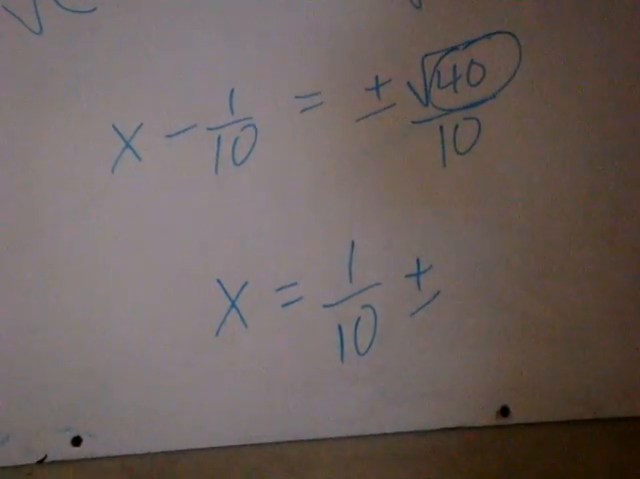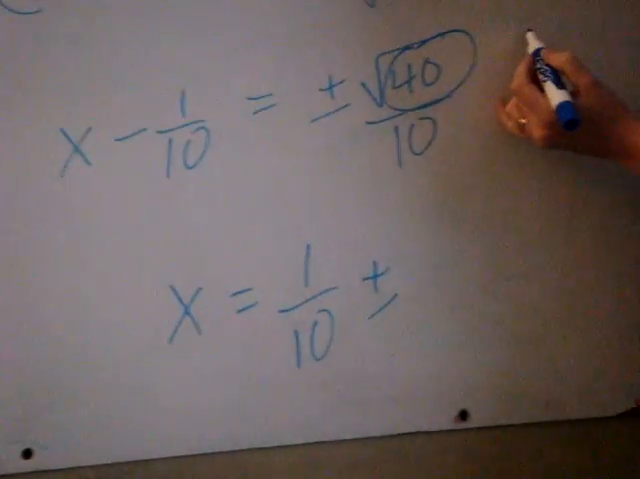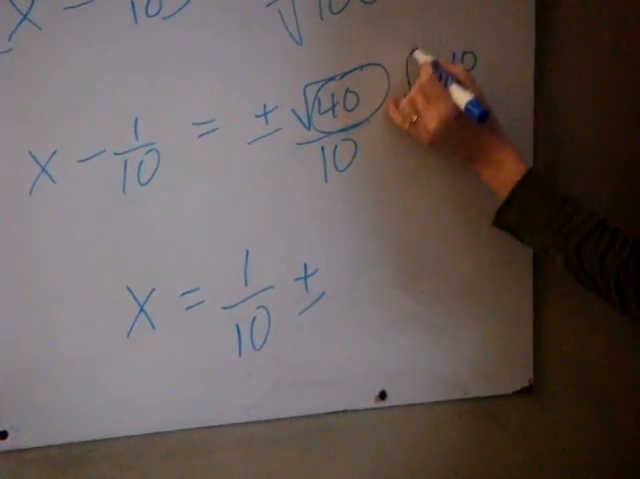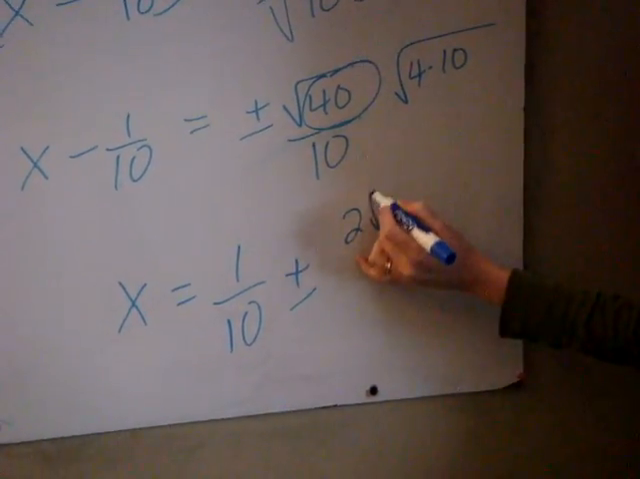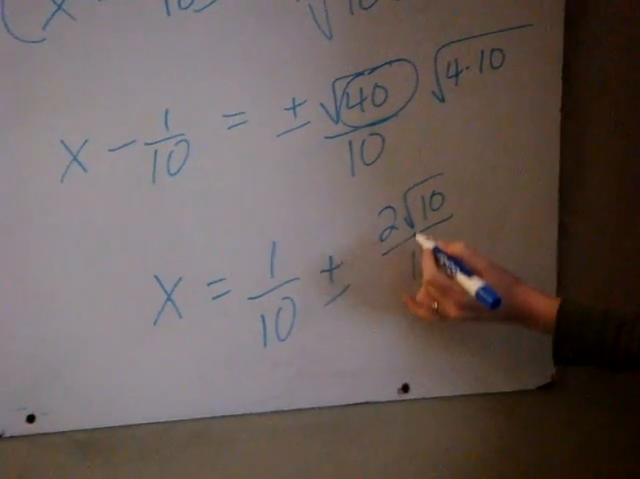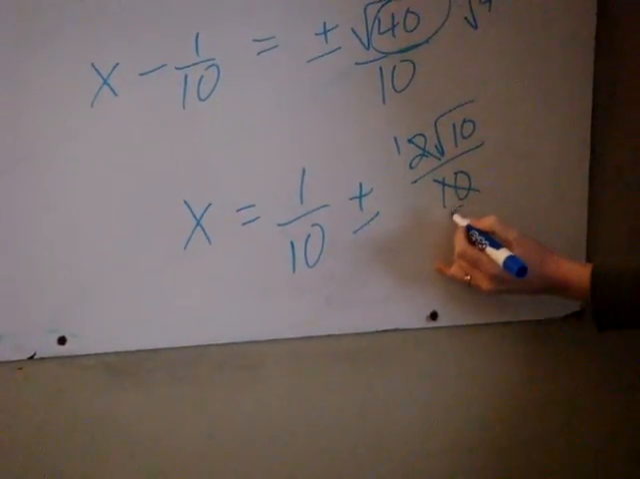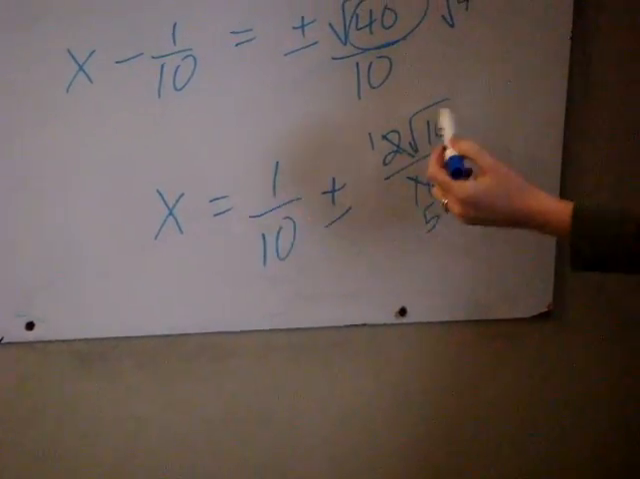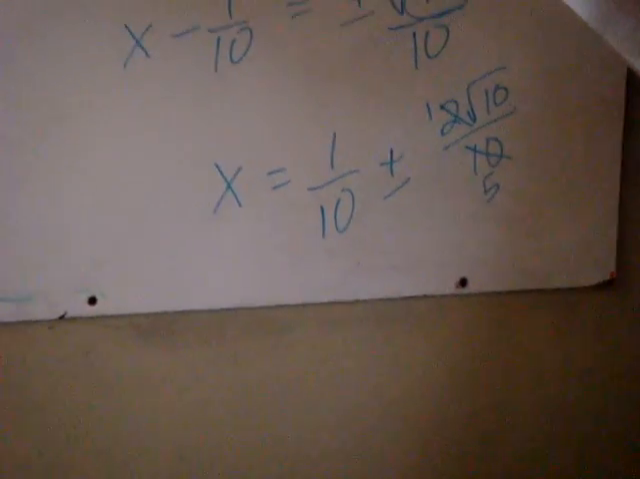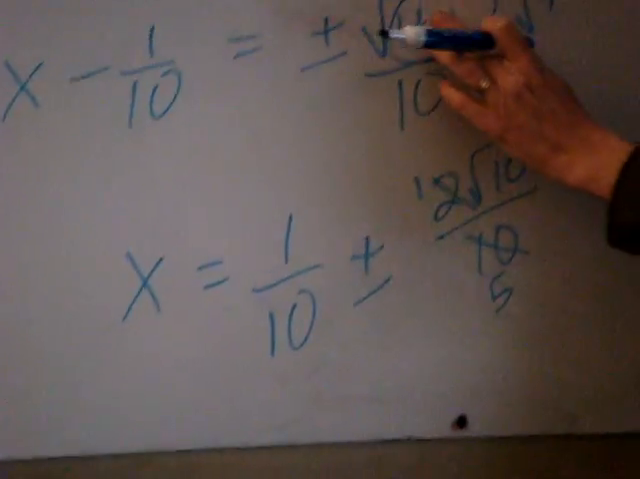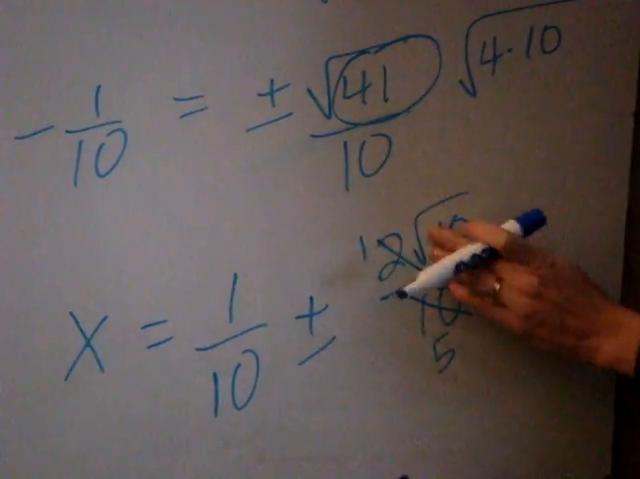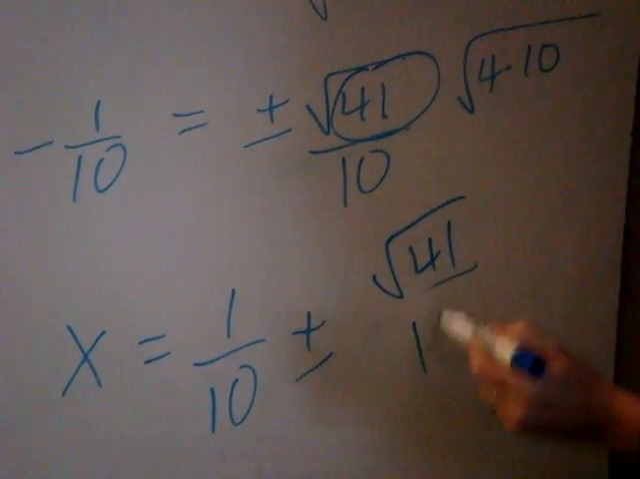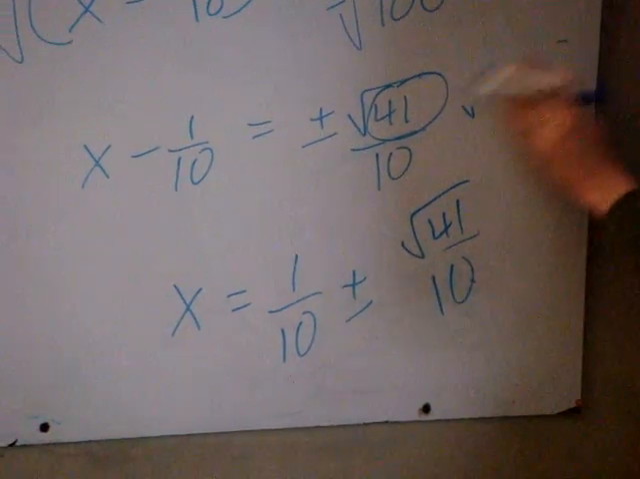This can be simplified. It's not in simplest form. This is 4 times 10. So it's going to be square root of 4 is 2, square root of 10 over 10, and then this can even be reduced. So your final answer is x equals 1/10 plus or minus square root of 10 over 5. And actually this was supposed to be 41, so that's all wrong. It's just 41. Square root of 41 over 10. I don't know why I'm translating these like that.